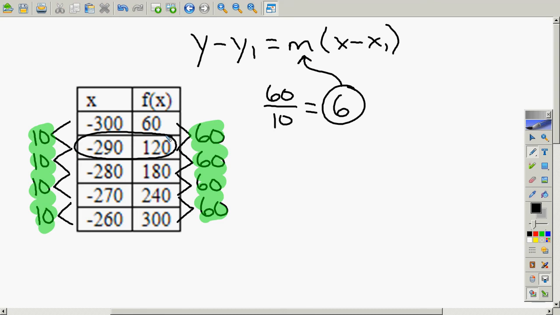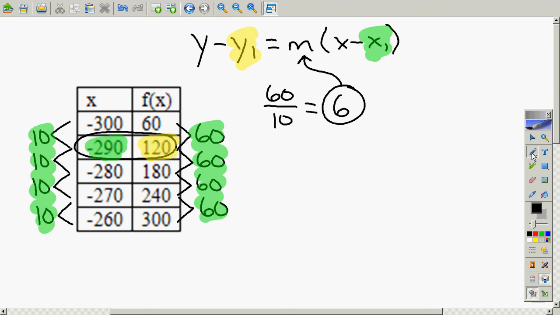Any point will work. And this one right here is our y. And this one is our x. So I'll put that in for this one, and I'll put the yellow one in for this one. So they match up like that. Okay? All right. Well, let's take a look at this then and plug those in.